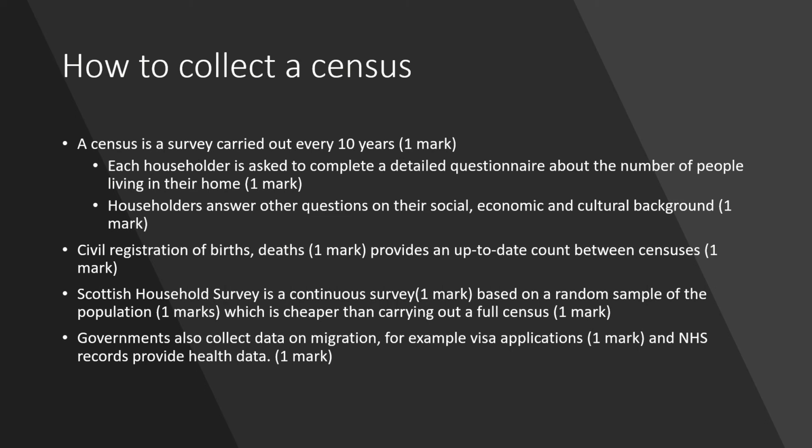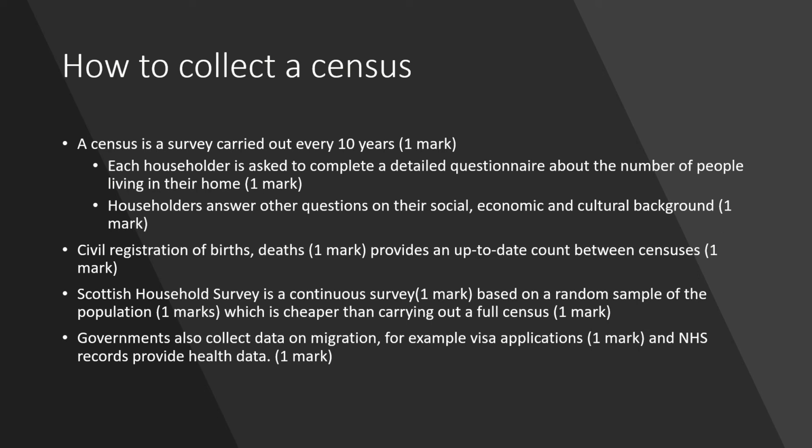Governments also collect data on migration. That is, of course, made up of immigration and emigration. Immigration with an I is people coming into the country, and emigration beginning with an E is people exiting the country. And of course, by tracking visa applications and NHS records, we can tell how the population is growing as people arrive into the country and leave.